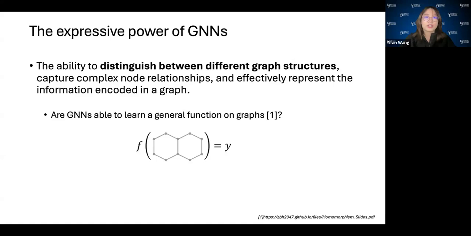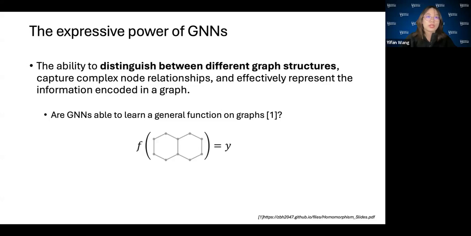So what is the expressive power of graph neural networks? This power is a crucial measurement of a neural network's ability to distinguish between different graph structures. It captures the node relationships and represents the underlying graph structure information. So, is a graph neural network able to learn a general function on graphs? This is the important question they want to solve in this paper.